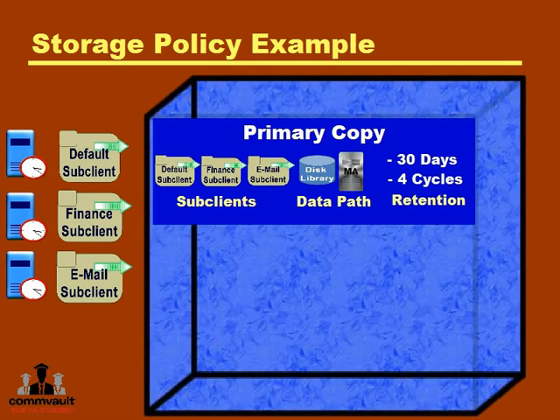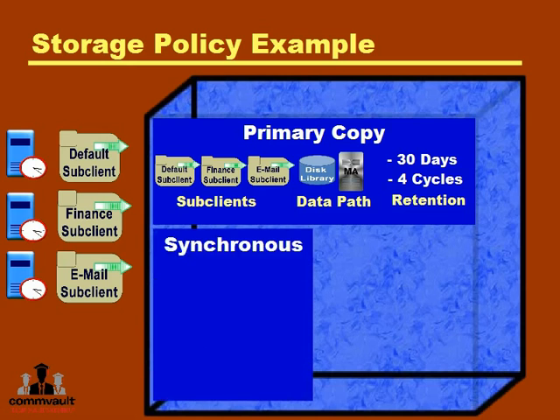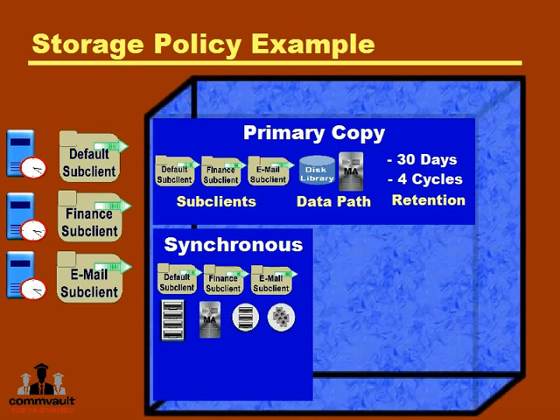4 cycles. We also need to get the data off-site every day, so we will create a secondary synchronous copy. We will associate all subclients with this copy to ensure all data gets off-site each day. The data path will be to a tape library using a media agent. We will also use the default drive pool and default scratch pool. The retention will be set to 60 days and 8 cycles.